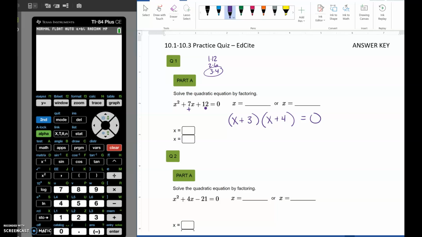To solve it, you have to think about if this set of parentheses is going to equal 0, then x is negative 3. If the second set of parentheses needs to equal 0, x is going to be negative 4. Because negative 3 plus 3 would be 0, negative 4 plus 4 would be 0. So you would type these answers in: negative 3 and negative 4.